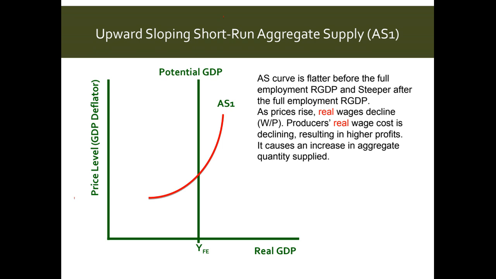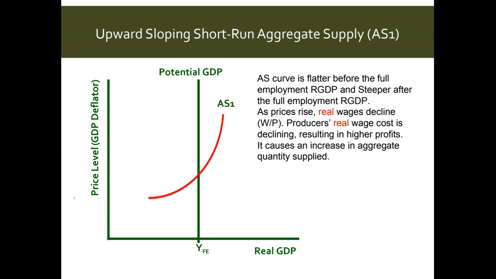So aggregate supply, that is short run aggregate supply, is flatter before the full employment real GDP. If you notice this red line before the full employment level of output, that is YFE, the curve is pretty flat. And as the curve crosses potential GDP or the long run aggregate supply curve, it becomes steeper. Now, first, I'm going to discuss why we have an upward sloping short run aggregate supply. What is the reason behind it?